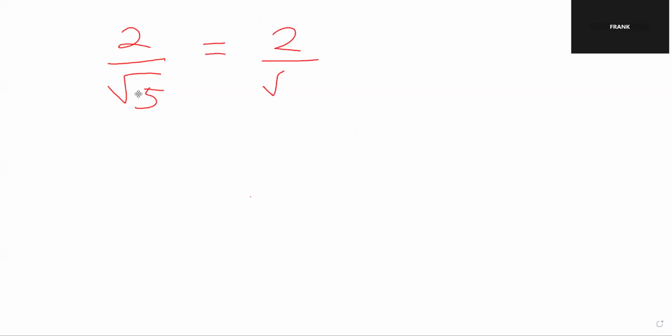2 over root 5 times a number. What's the one-term expression? I multiply by root 5 over root 5.